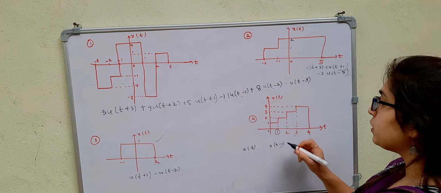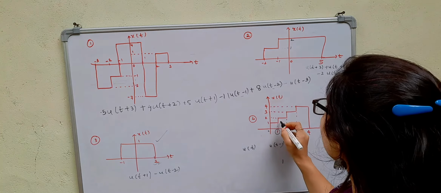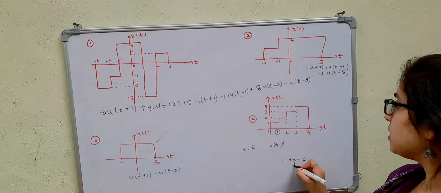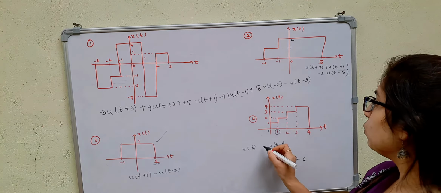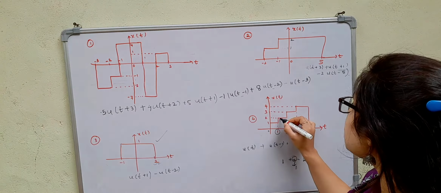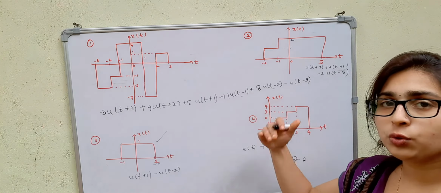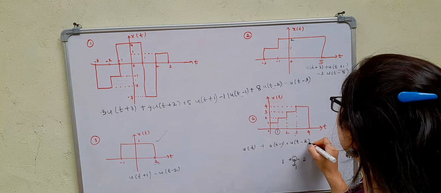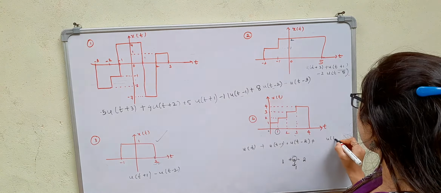Okay, coefficient will be decided like this. So it is changing from 1 to 2. So if I add 1 to x, that is 1, then what happens? You will get 2. So I can write it as plus u of t minus 1. Next, again it is changing its value from 2 to 3. So again if I add 1 to 2, you will get 3. So I can add it as u of t minus 2. Again it is changing at 3. Okay, that is u of t minus 3.